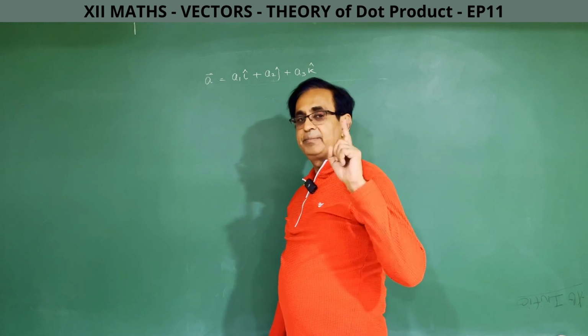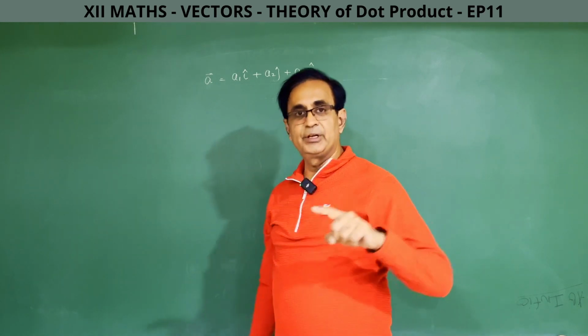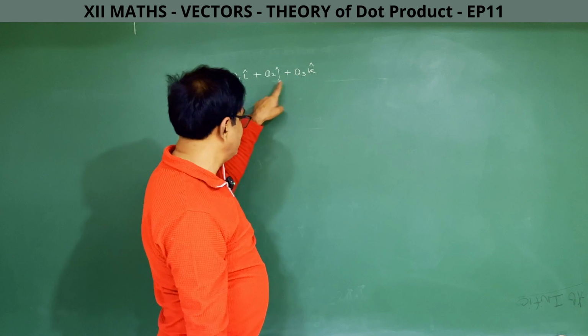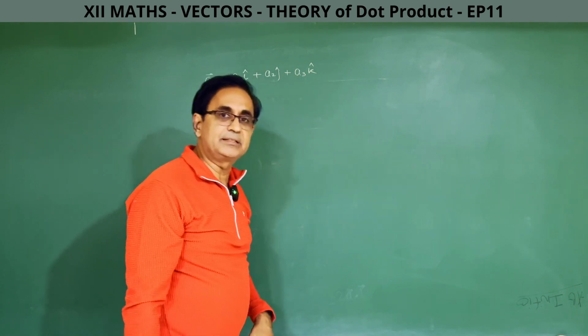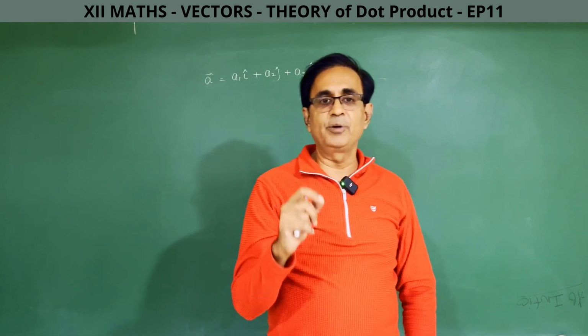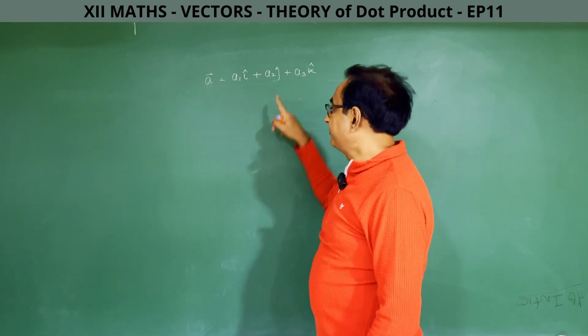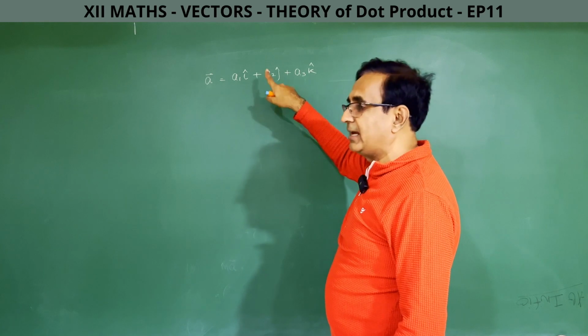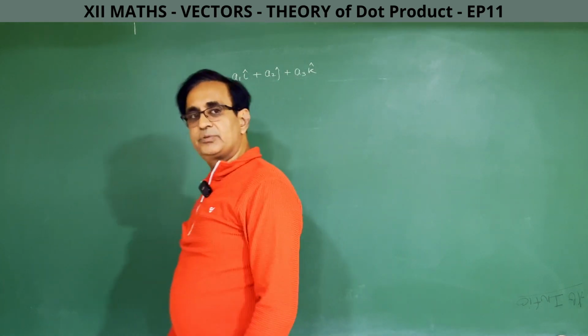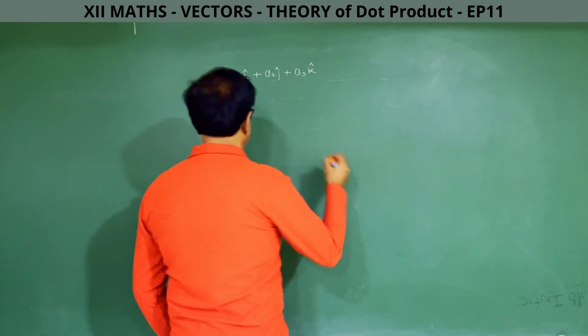And every vector has a magnitude as well as direction. When you express the vector in terms of i, j, k, in this statement itself, both the information associated with the vector are very cleverly hidden. I can find the magnitude of this vector as well as I can find the direction of this vector. You know how do you find the magnitude of this vector?